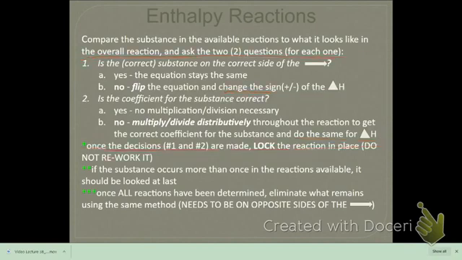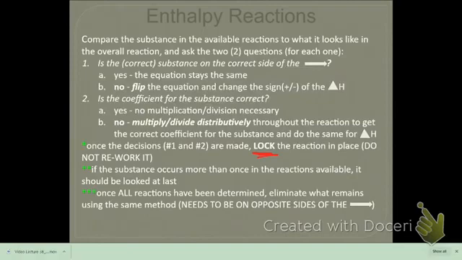Now, once the decisions, number 1 and 2, are made, whether you're flipping it or leaving it the same, you're going to lock the equation or the reaction in place. That means you do not go back to it to rework it. It's set. You can work on any other equation but that one. If the substance or species occurs more than once in the reactants that are available when you go to do the comparison, then look at it last. And then once all the reactions have been determined, then you eliminate what remains using the same method.